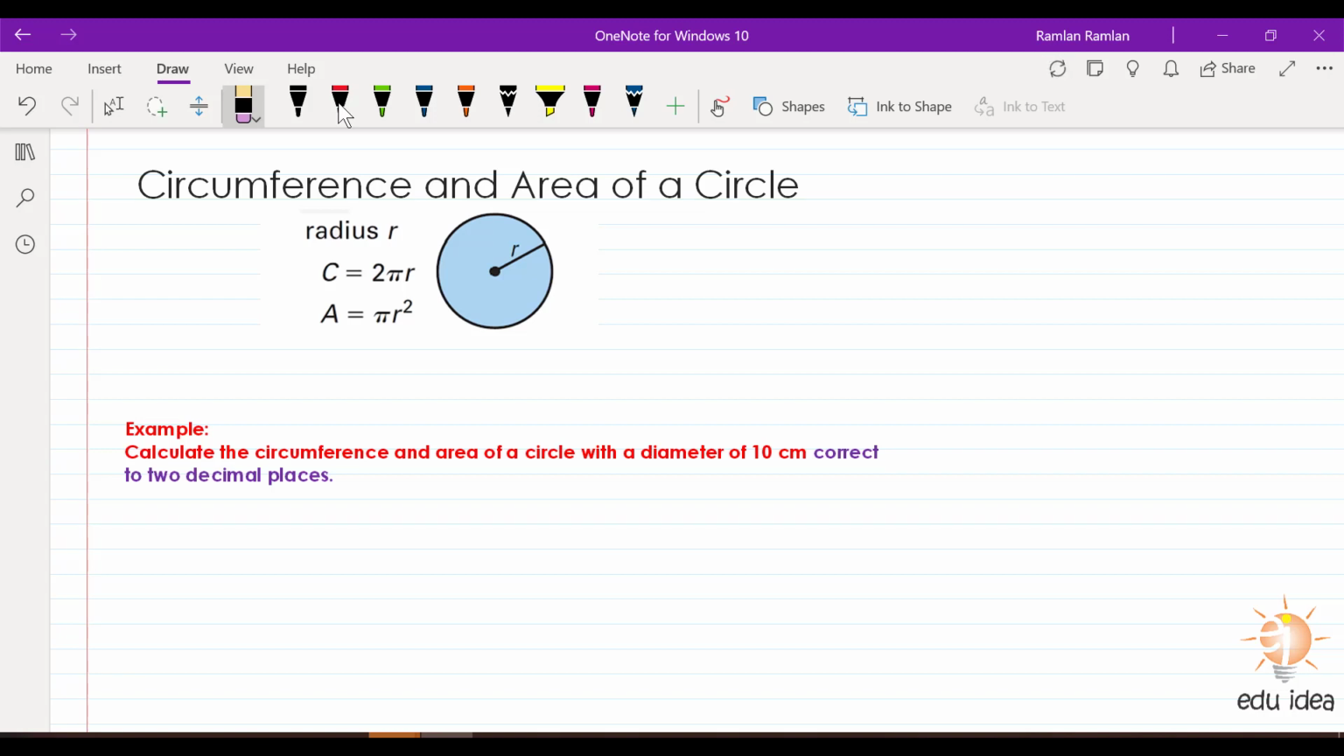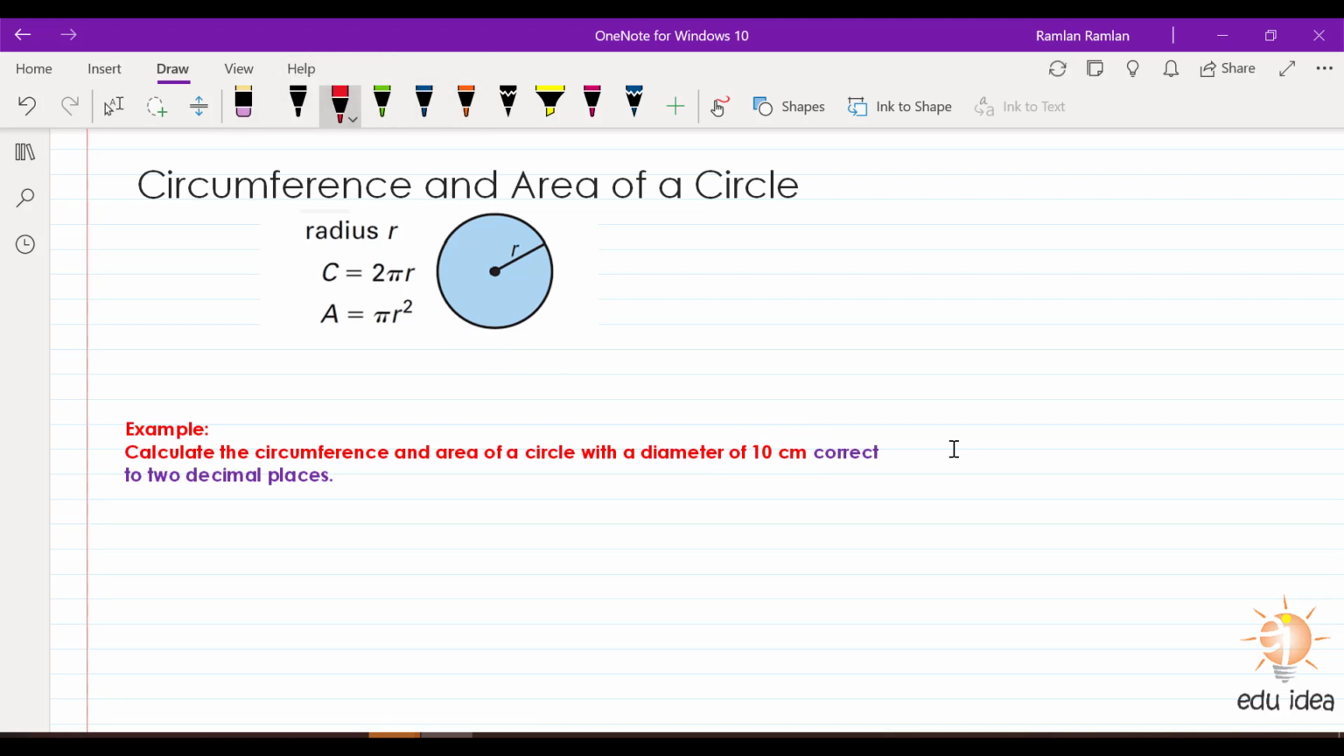Okay, so let's go to the example for this concept of area and also circumference. For example, calculate the circumference and area of a circle with diameter of 10, correct to 2 decimal places. So be very careful, guys. For the circumference, the formula is 2 pi times r. If you still remember, the r here is the radius of the circle. Now, in this question, the one that is being given is the diameter, not the radius. So we're going to find the radius first before we go to the formula.